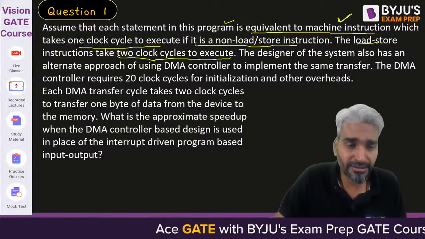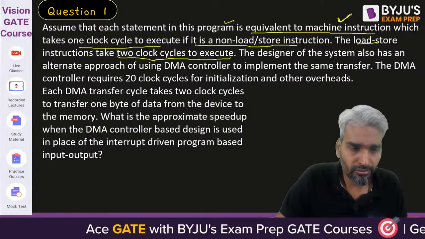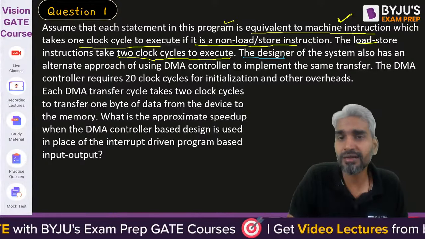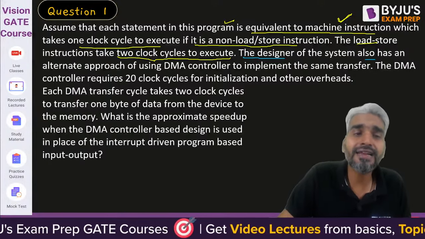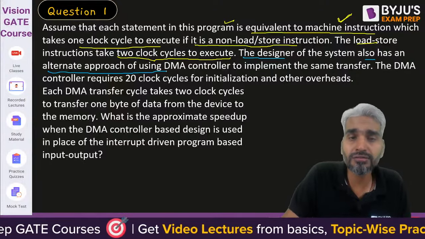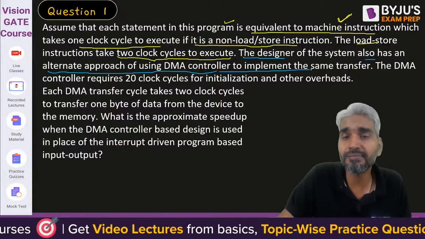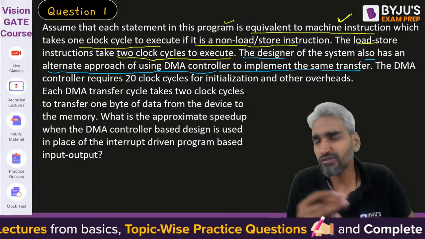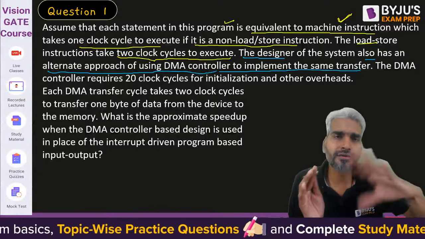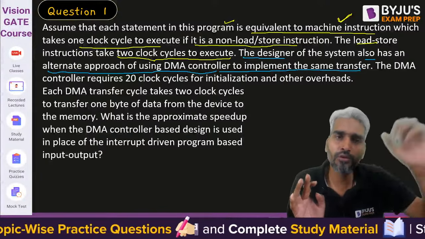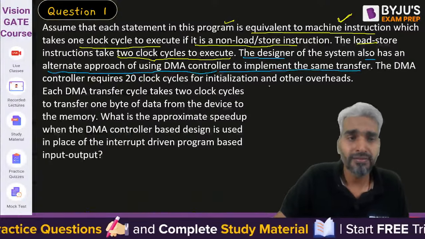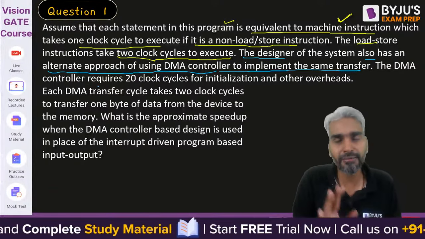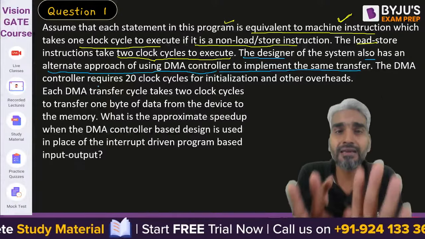Now the same thing. Please try to understand what is being said: the designer, whosoever is designing the processor, also has an alternate approach, and can use the concept of DMA controller to implement the same transfer. Obviously, DMA is also used to transfer the data directly between memory and IO device. Whenever you are using the DMA, you need to initialize the DMA controller.